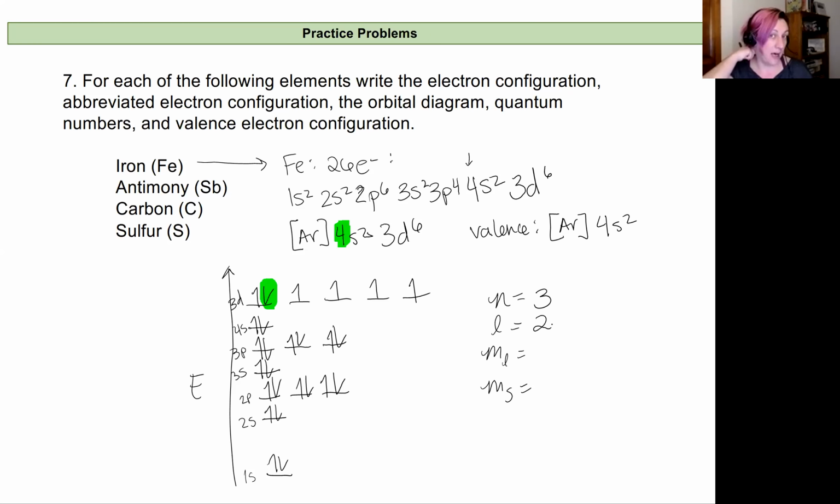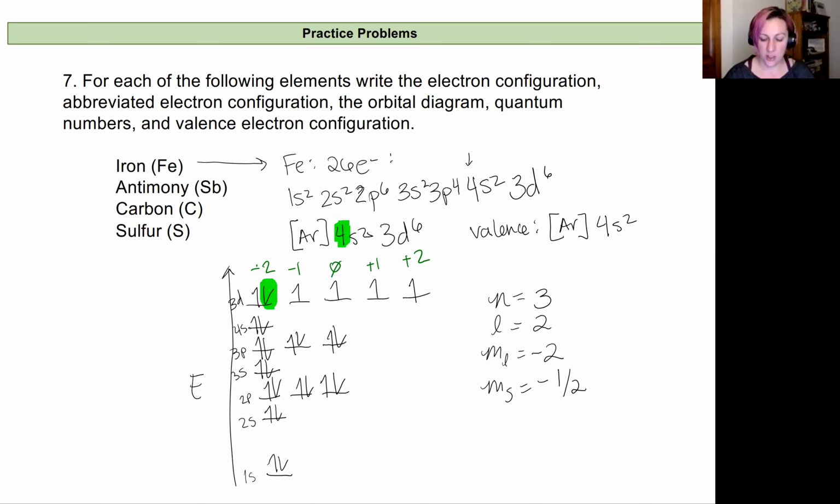Now m sub l, remember this is always going to be -2, -1, 0, +1, +2. I'm seeing that that was placed in the first one, so I'm going to call it -2. And then it's the second electron placed rather than the first, and the first one always corresponds to a +1/2, so this will be a -1/2. And those are my quantum numbers. And that's iron. All right, we're going to move on to antimony.